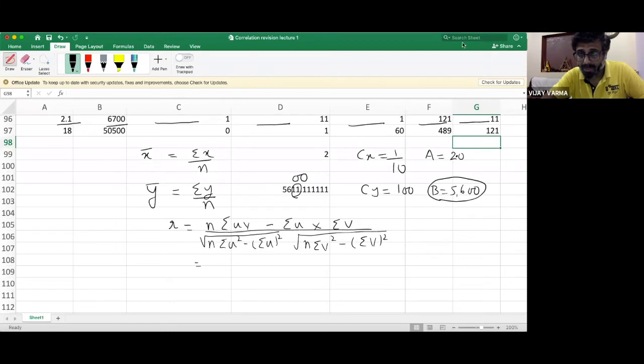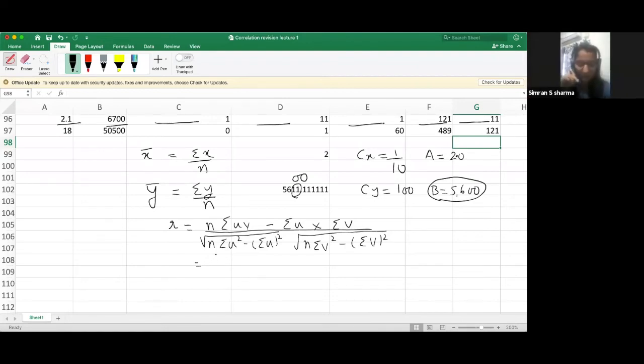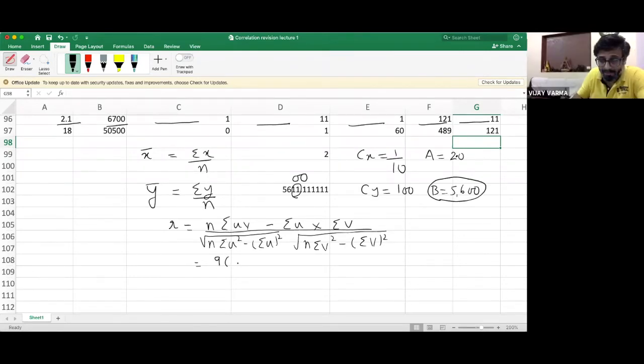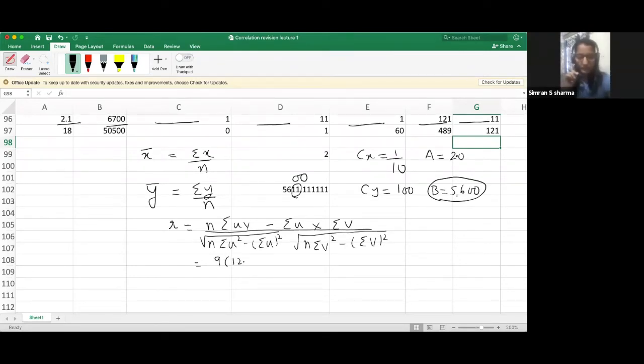Simran S. Sharma, unmute yourself. Did you unmute yourself? Yes, sir. Okay. Did you write the formula? Yes, sir. Now tell me what is n? So n is 9. Very good. N is 9. Sigma uv? 121.